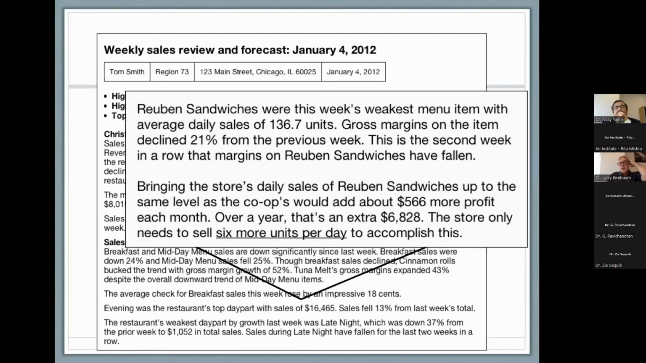Reuben sandwiches were this week's weakest menu item with average daily sales of 136.7 units. Gross margins on the item declined 20% from the previous week. This is the second week in a row that margins on Reuben sandwiches have fallen.